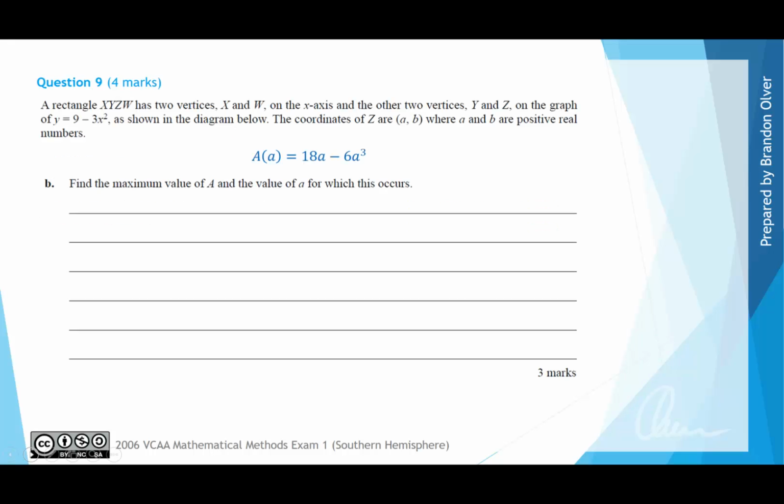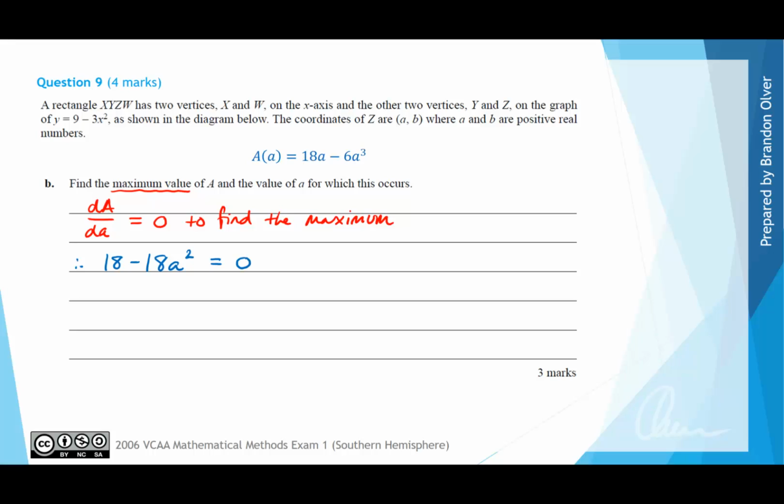For part B, we're asked to find the maximum value of A and the value of a for which this occurs. Up here in blue, I've just rewritten what we found previously, and that is the area in terms of a is equal to 18a minus 6a cubed. If we want to find a maximum, we know that we can use calculus to help us do that. So we're going to calculate dA/da, the derivative, and set that equal to 0 to find the maximum. Therefore, the derivative is going to be 18 minus 18a squared.